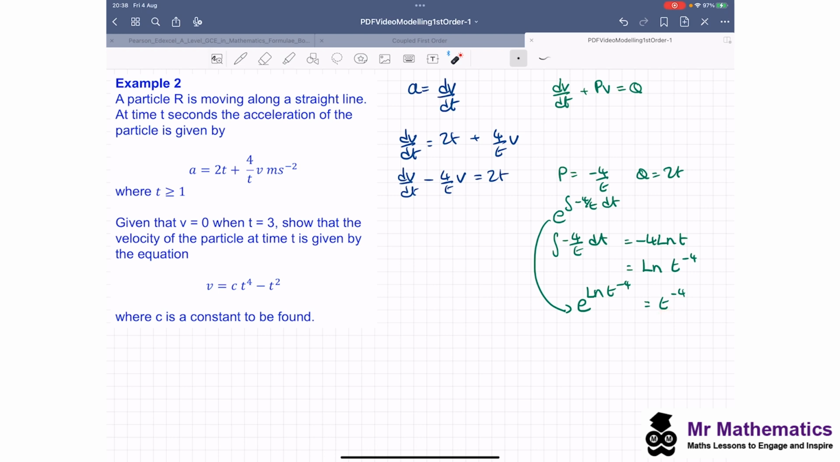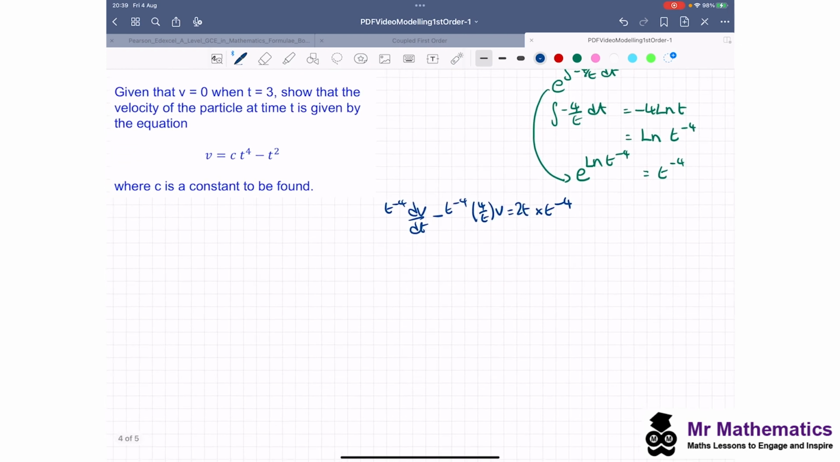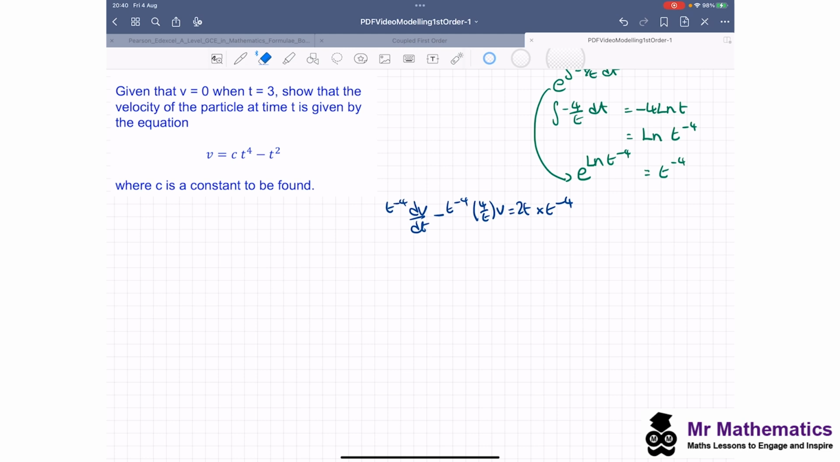Now we need to multiply everything in this differential equation by this integrating factor. So we get t to the negative 4 dv by dt minus t to the minus 4 over t times v is equal to 2t times t to the negative 4. I'm just going to move this down so I have more space. And we'll tidy this up a little bit. Okay, so now we can tidy this up.